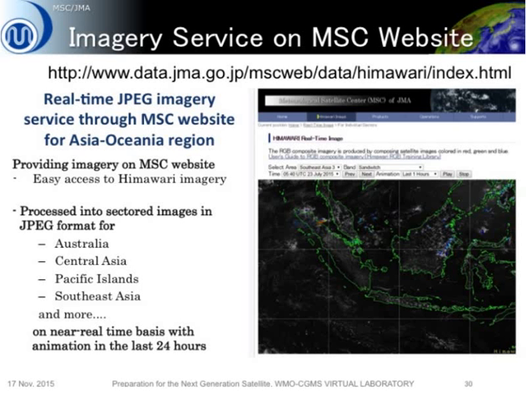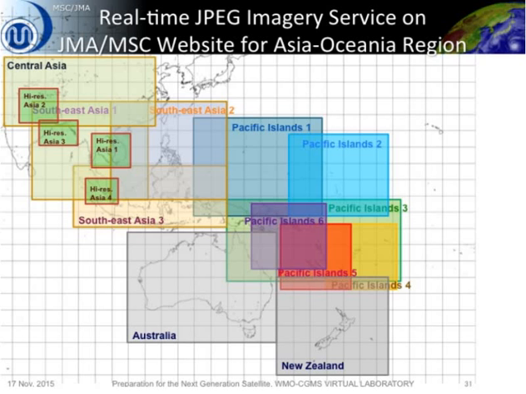And another topic, this is an imagery service on the MSC website. The MSC website provides JPEG imagery for the Asia and Oceania region. It provides imagery for Australia, Central Asia, Pacific Islands, and more. This is an easy way to access Himawari 8 imagery on a near real-time basis with animation in the last 24 hours. Please visit this link. The specific areas of this service are described in the slide.